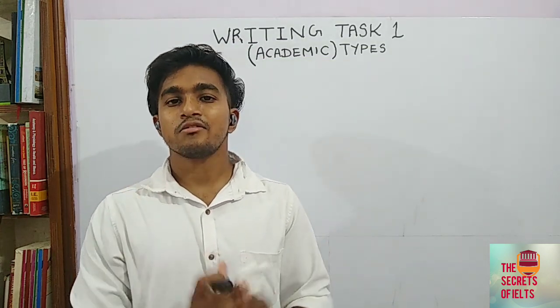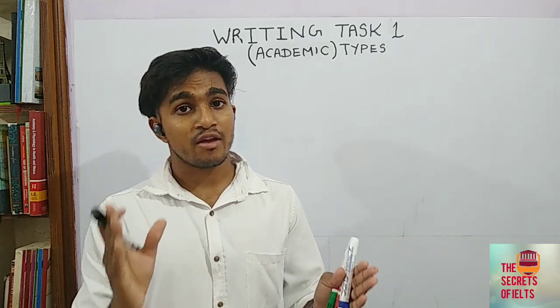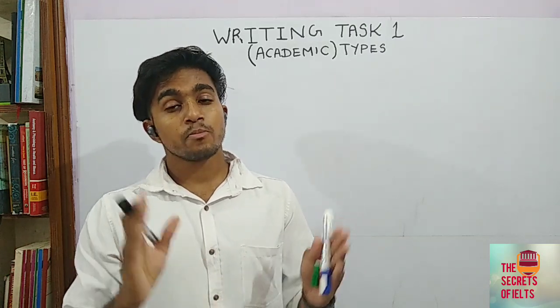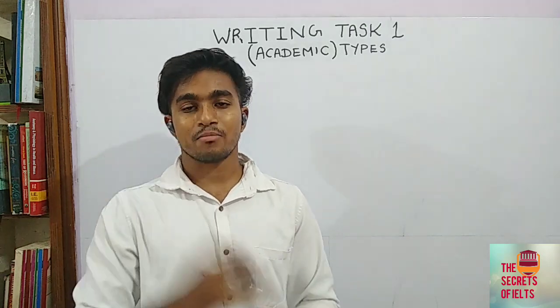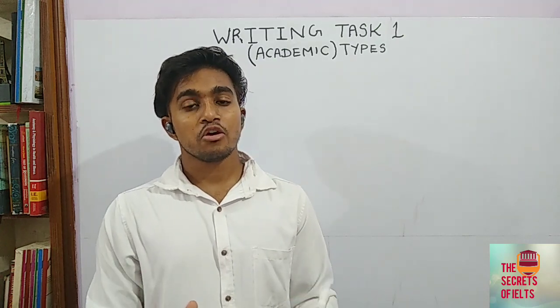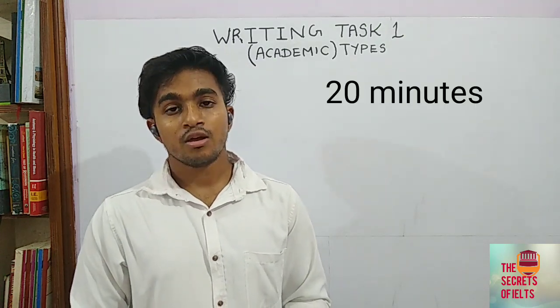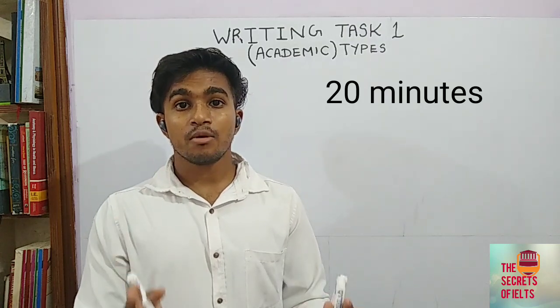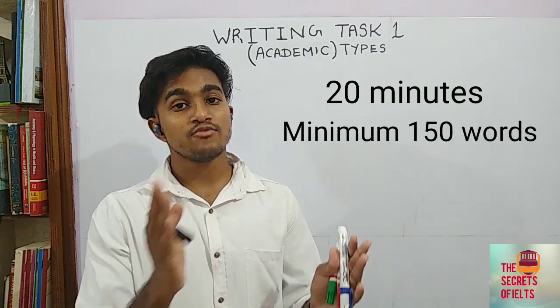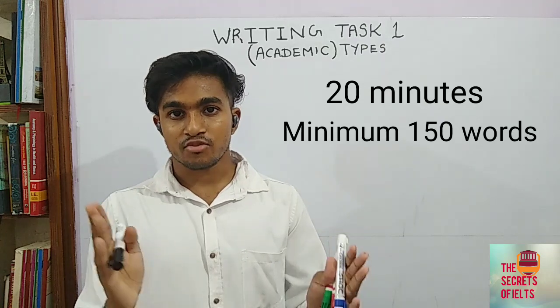There are 6 types in academic writing Task 1. Before starting we should keep 3 things in mind. The first thing is you should not spend more than 20 minutes on Task 1. Task 1 requires a minimum of 150 words, so you have to write minimum 150 words.